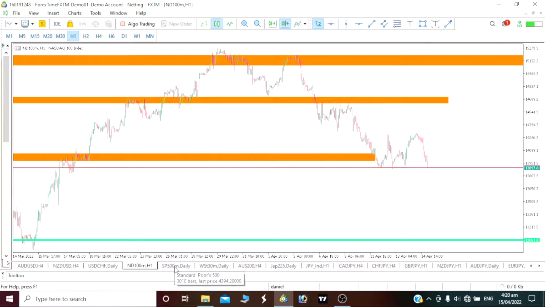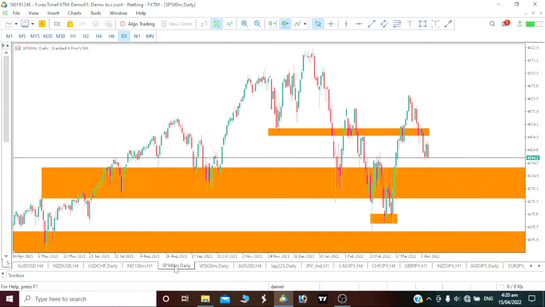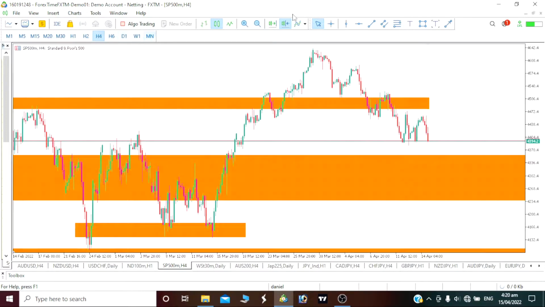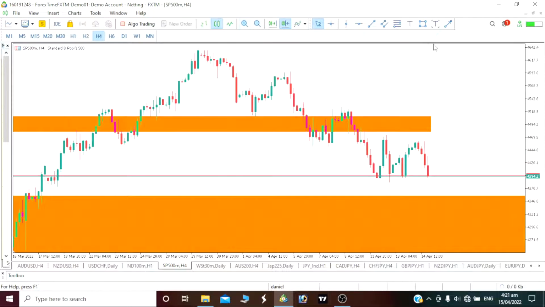Now our next one we should be looking at is our S&P 500. On our day time frame, it is actually down. Our price is down. On our 4-hour time frame, same thing as it wants to show us on our Nasdaq 100. As you can see, we would want our price to actually break below this candlestick here before we take our sell position.